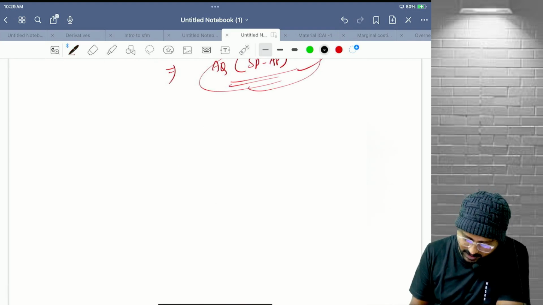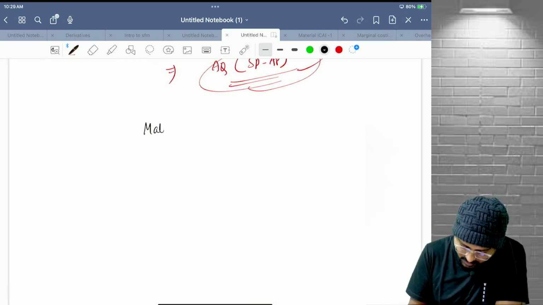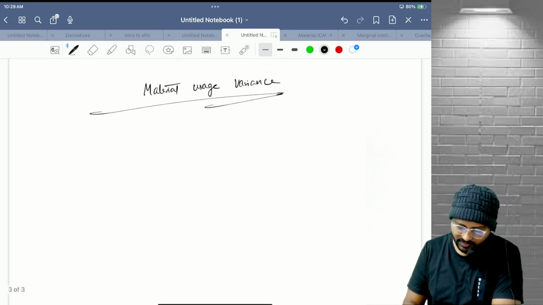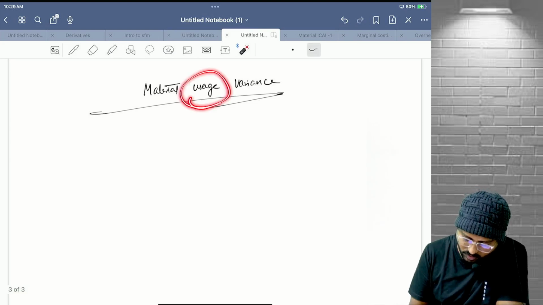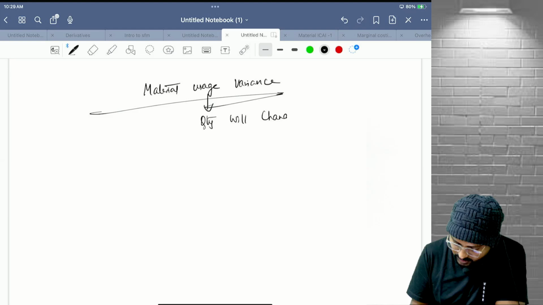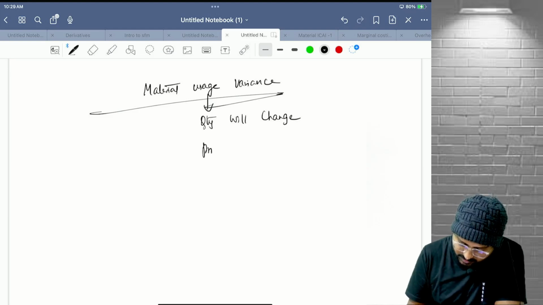Now, after material price variance, what is the next one you have got? Material usage variance. Next one is material usage variance, right? Now tell me, according to the logic which I told you, usage means what will change? Quantity will change, which is nothing but usage. And what will remain constant?